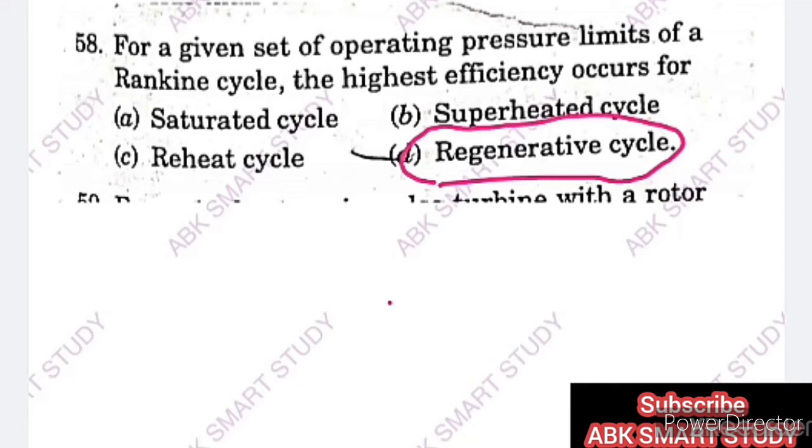That is, for a given set of operating pressure limits of a Rankine cycle, the highest efficiency occurs for only the regenerative cycle, because its efficiency is exactly equal to that of the corresponding Carnot cycle. So here option D is the correct answer. Next question.